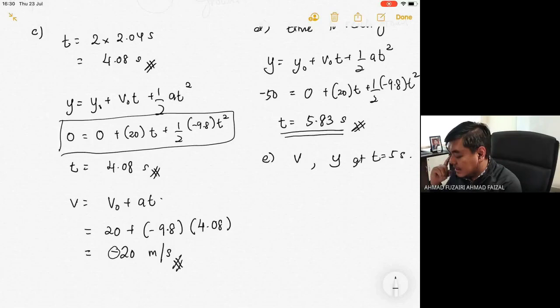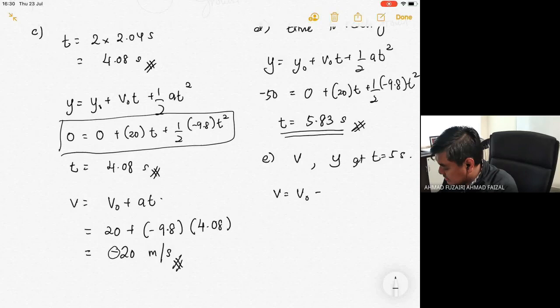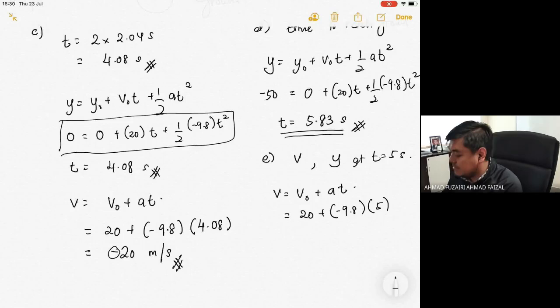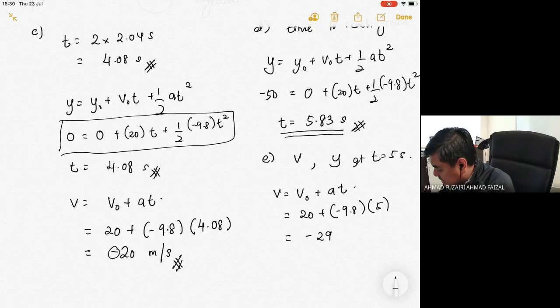So how to get v? v is equivalent to v naught plus at. So you may put 20 plus negative 9.8 times t equals 5. So your answer should be equivalent to negative 29 meters per second.